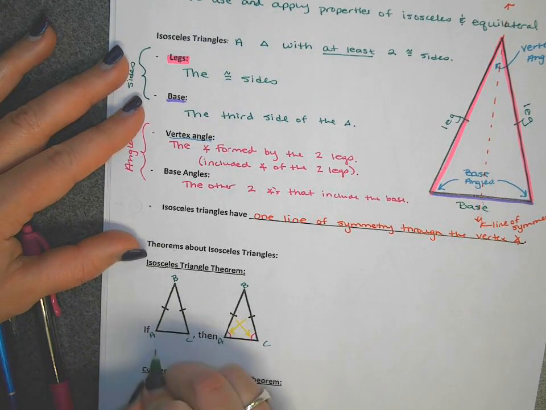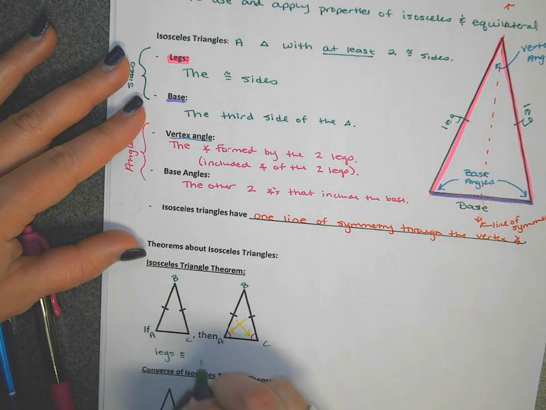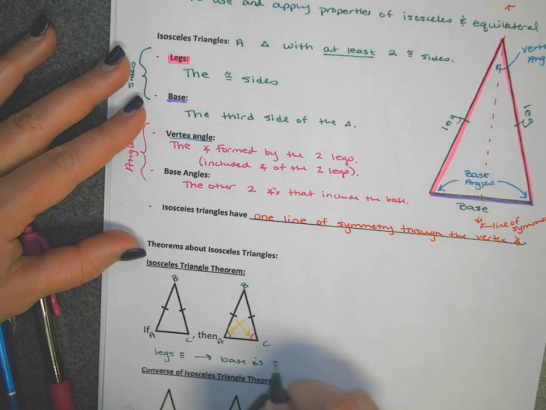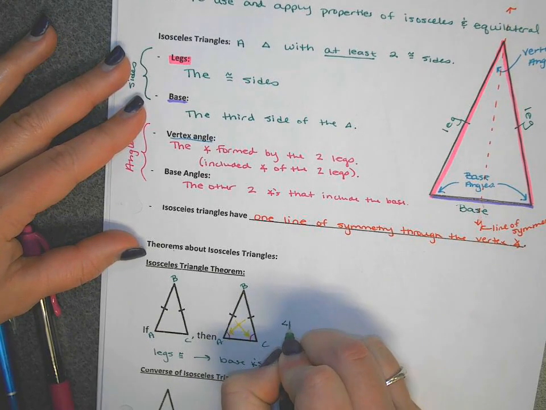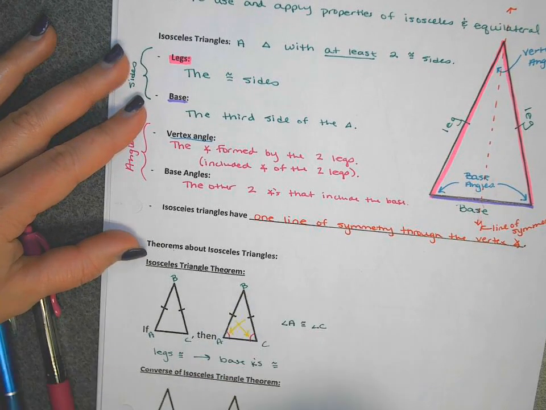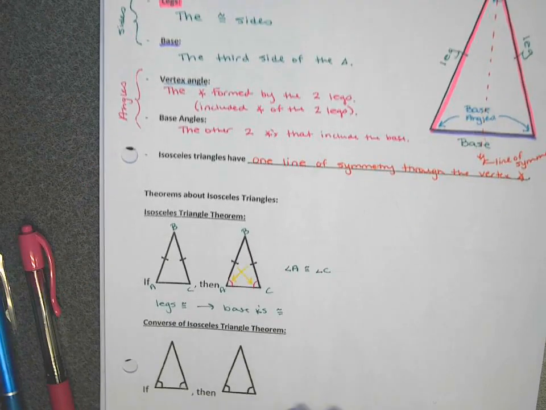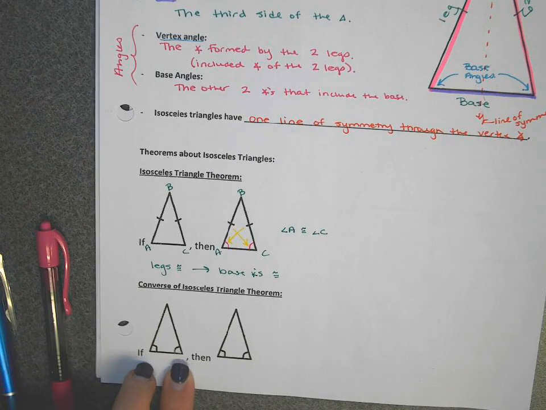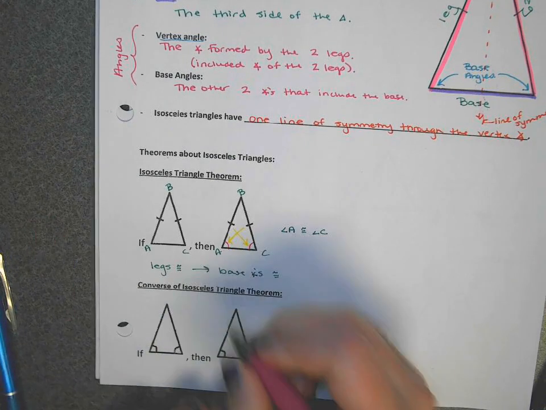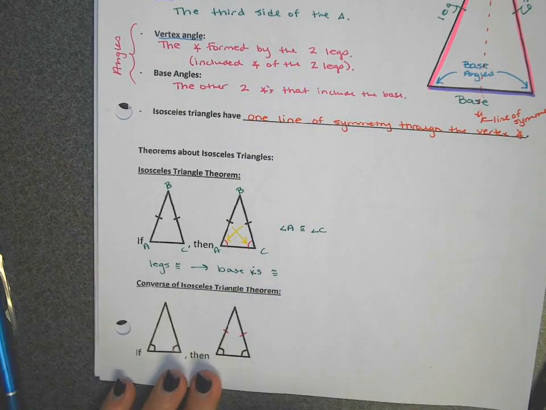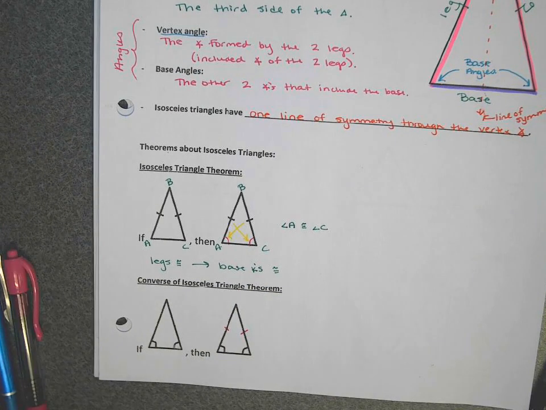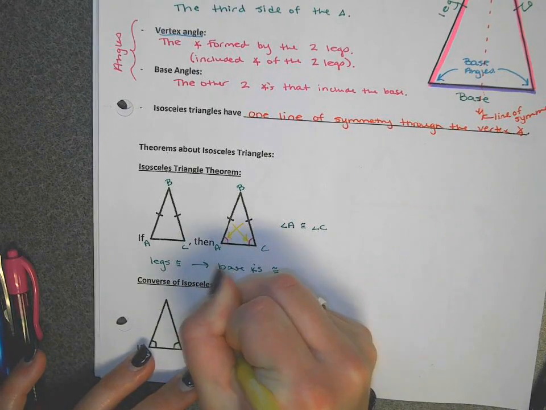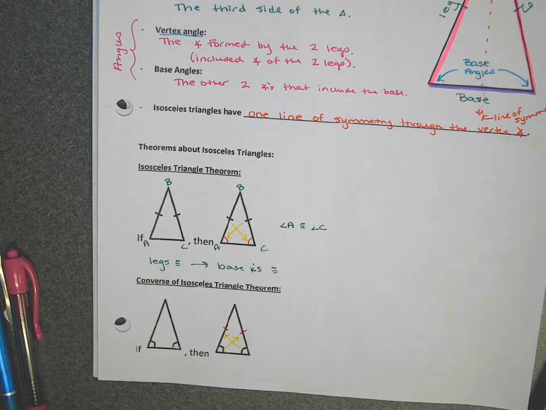If we have legs that are congruent, then we have base angles that are congruent. So we could conclude angle A is congruent to angle C in that diagram. And then the converse of that says that if we have base angles that are congruent, then we must have legs that are congruent. Because across from those angles are the legs that are congruent.